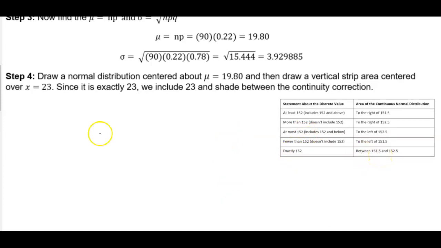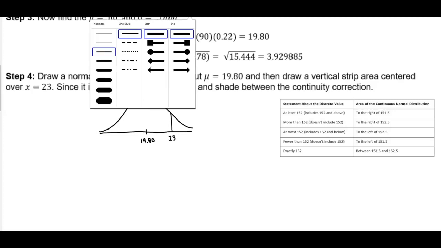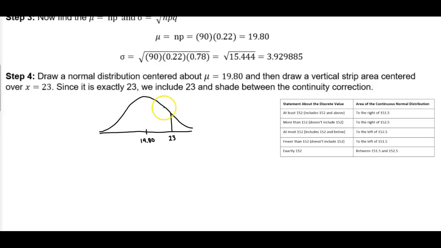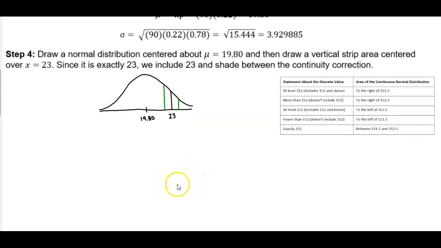So let's go ahead and draw the bell curve. Here's our bell curve. You want to make sure you label everything on the bell curve. We know that the mean that we found is 19.80, and then 23 is to the right of that, so we're going to put that as 23. So we're looking for the values to the left of that and to the right of that according to the continuity correction.